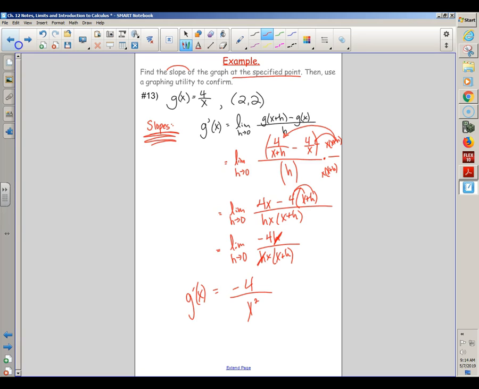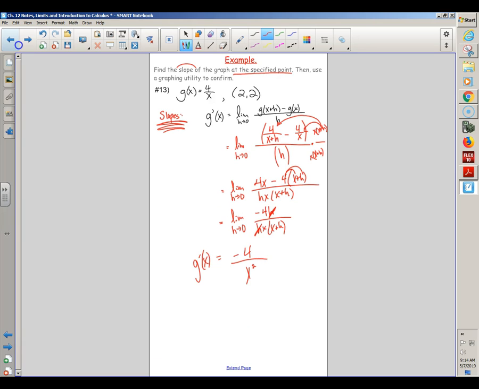Well, but they don't want all the slopes. They say find the slope, singular. So take the formula for all the slopes and say, oh, I just want when x equals 2. But y equals 2, 2. Okay, cool, I don't care. Oh, just x equals 2? Yeah, that's all I need. Okay. So I want g prime of 2.